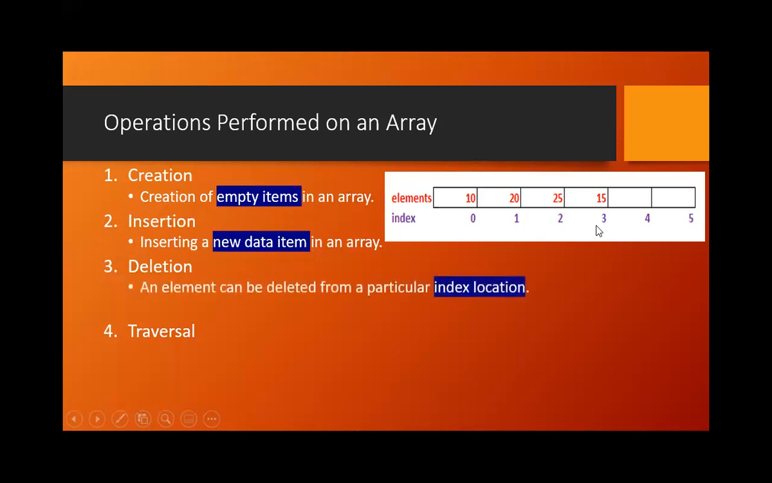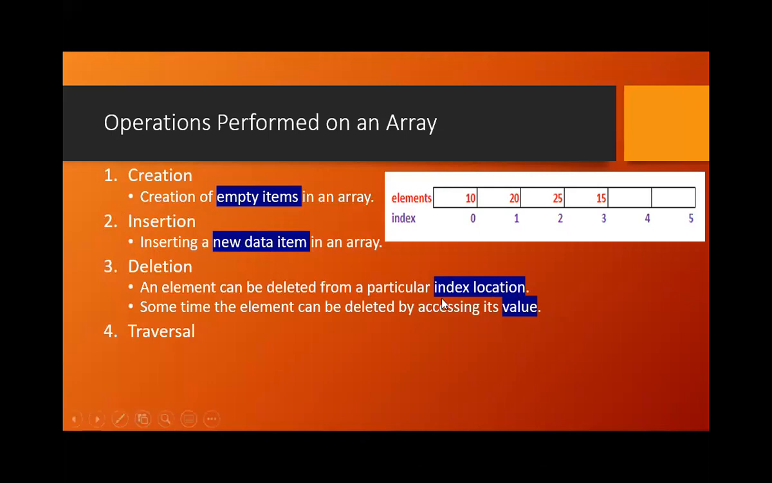That is the deletion operation. So the deletion can be performed at a particular index location, or sometimes we can delete a particular value. So deletion can be performed in two different methods. Is that understood, students? The deletion operation? Yes, sir. Okay. So there are two methods, as I said.